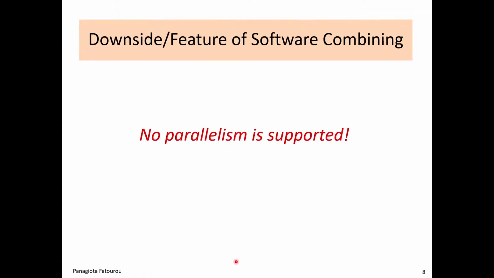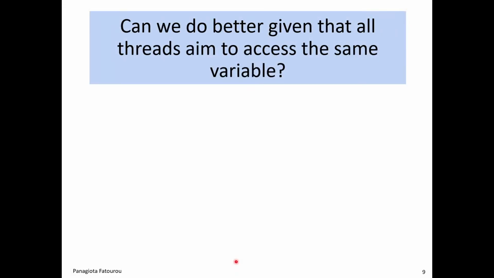Okay, there is a downside. I don't know if it's a downside or a feature, because I don't know if it is unavoidable, right? No, it's not that I don't know, but I'm not going to tell you now. I'm going to tell you later that in these software combining algorithms, there is no parallelism supported, right? There is nothing, and therefore they are not scalable. But this might be unavoidable, because these are synchronization requests, which means accesses to the same shared variable, right? The question I would like to answer in this talk is, can we do better, even if all threads aim to access the same variable?